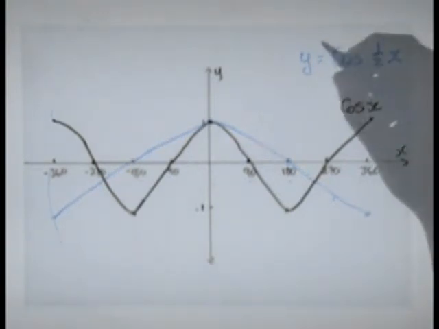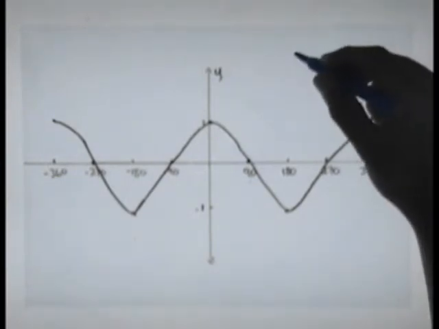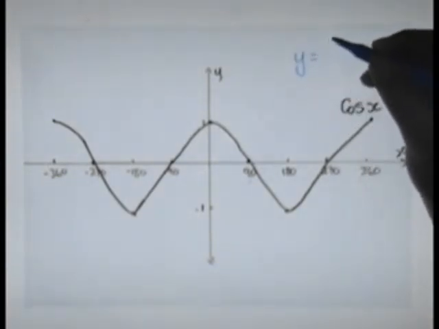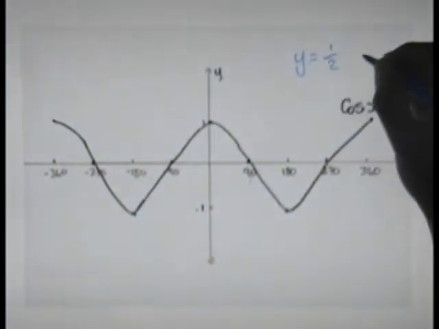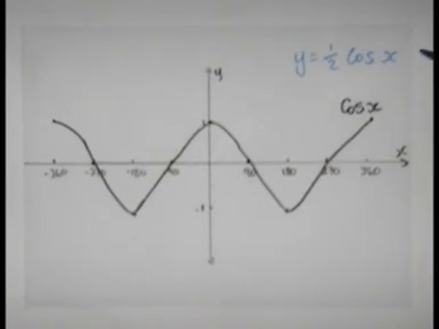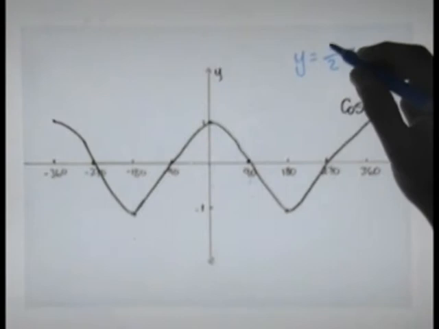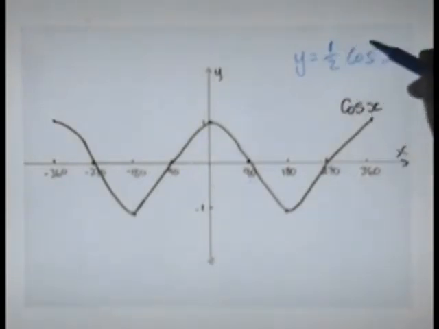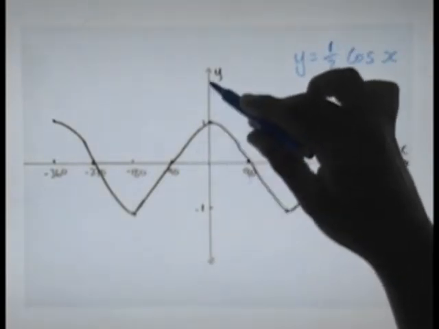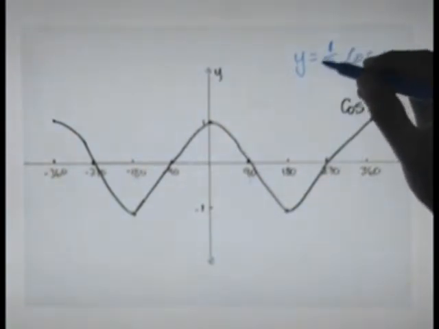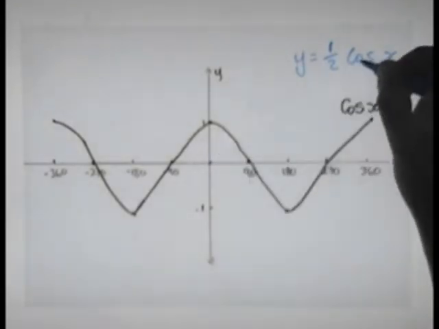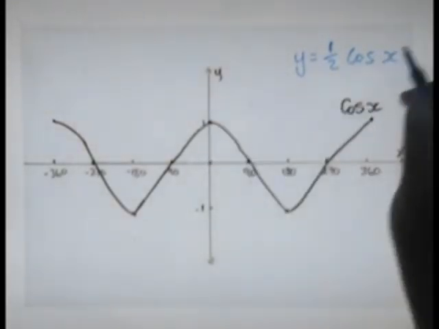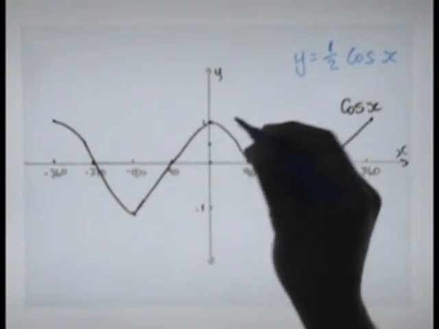The next graph we're going to be looking at reads y is equal to a half cos of x. Now you will remember that the sine graph we dealt with was y is equal to 2 sine of x, which doubled. Now we're looking at a half of cos of x. At 0 degrees, cos of 0 is equal to 1. A half times 1 is a half.